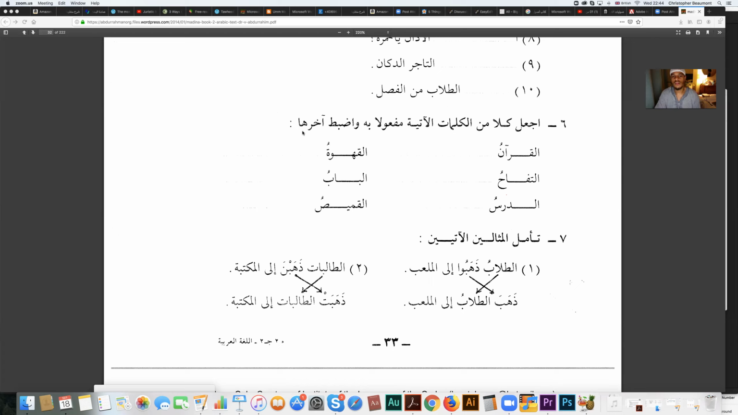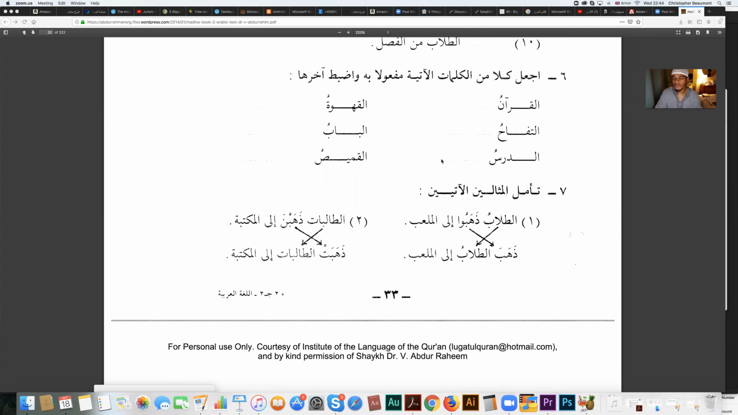Then it says, وَضْبِطْ أَوَاخِرَهَا. Then make sure you put the vowel sounds on the endings of the words. All right, guys? So accompany those with sentences. Don't just write them as a maf'ul bih. Yeah, you have to put them in a sentence, akhi. Put them in a sentence.